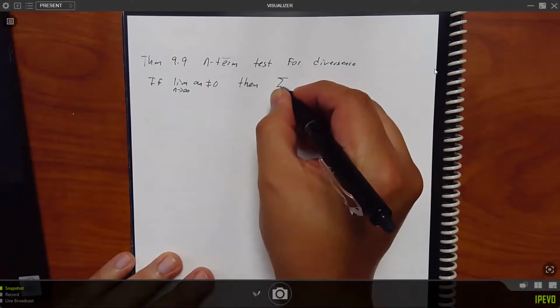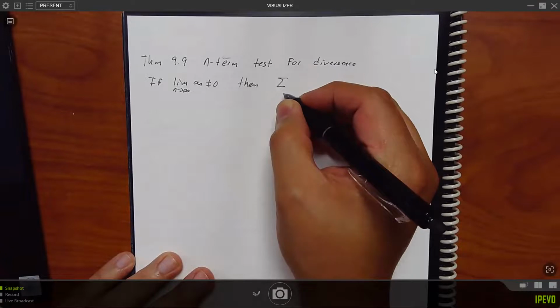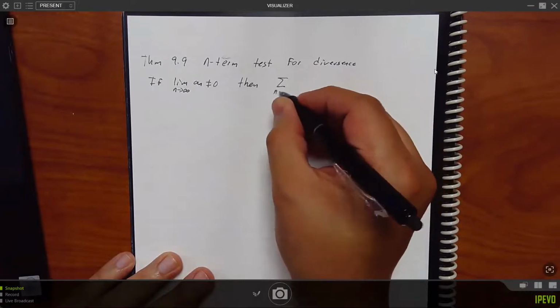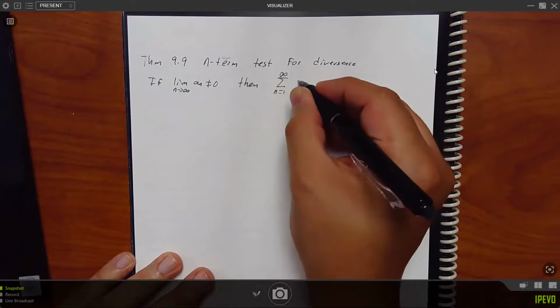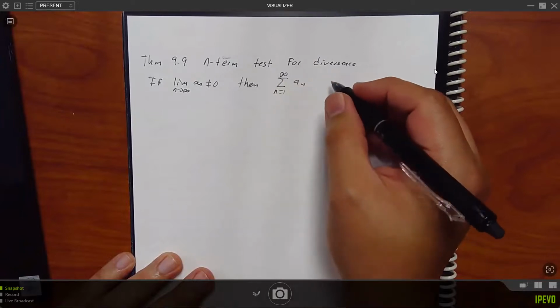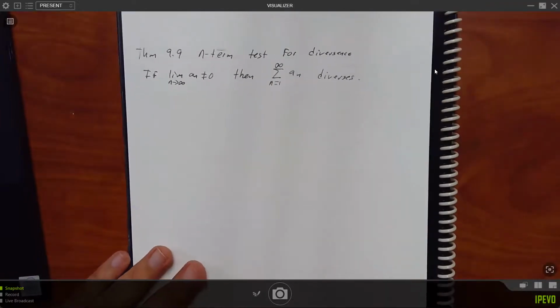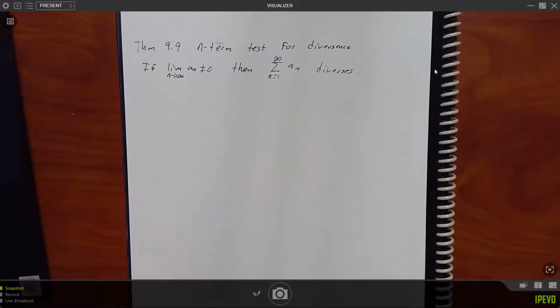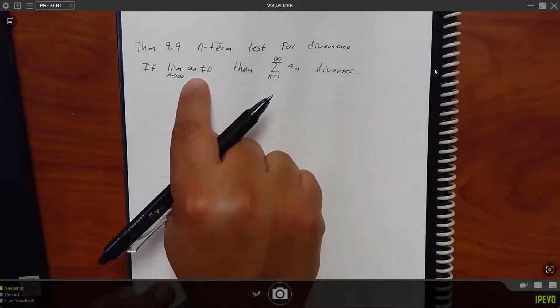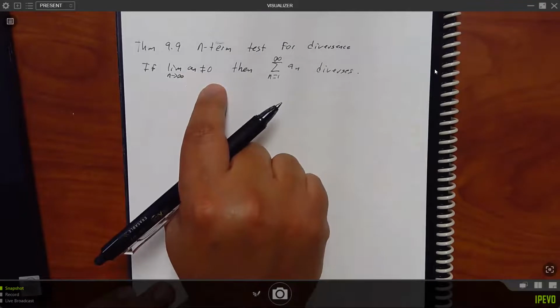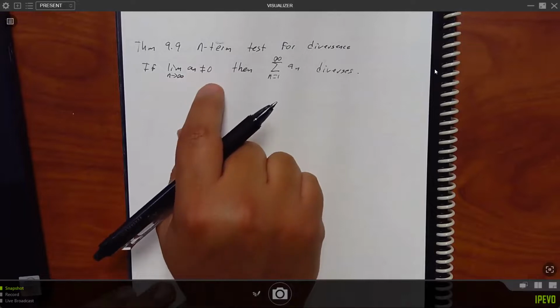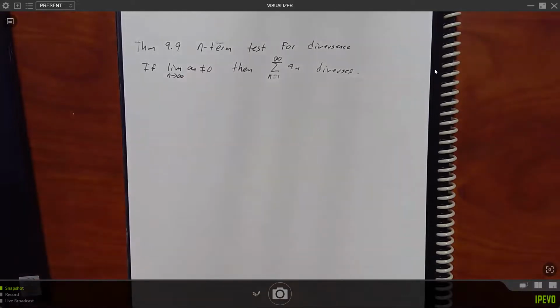Then the series, n equal to 1 to infinity of a sub n, diverges. So this is the first test you should use whenever you're dealing with a sequence, with a series. If you have a question, the first thing you do is check the limit of the sequence. If the limit is not 0, or if it's not finite, if it's anything other than 0, you're done. The series diverges, you're done.